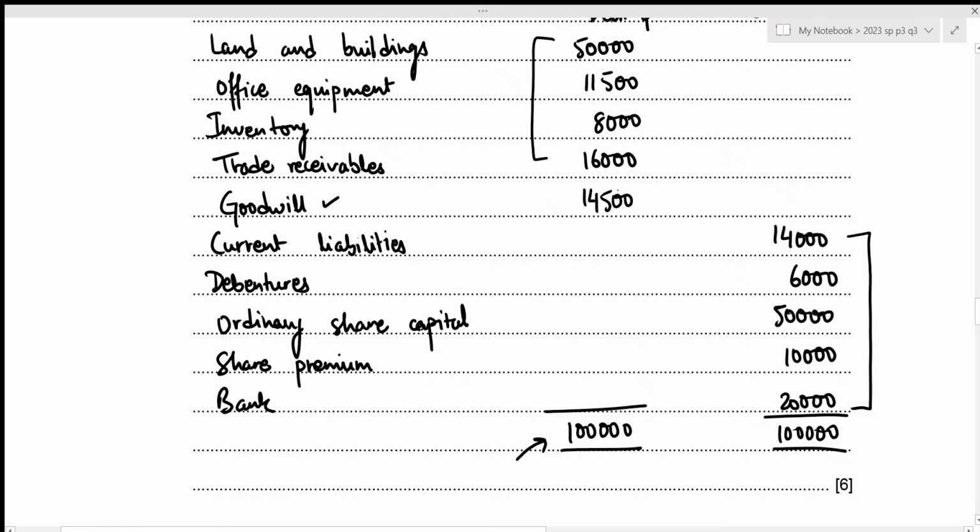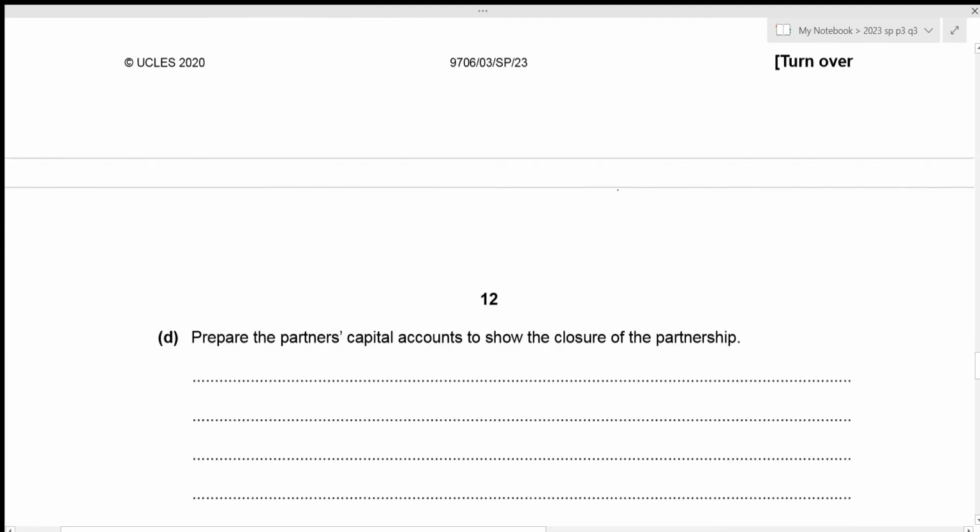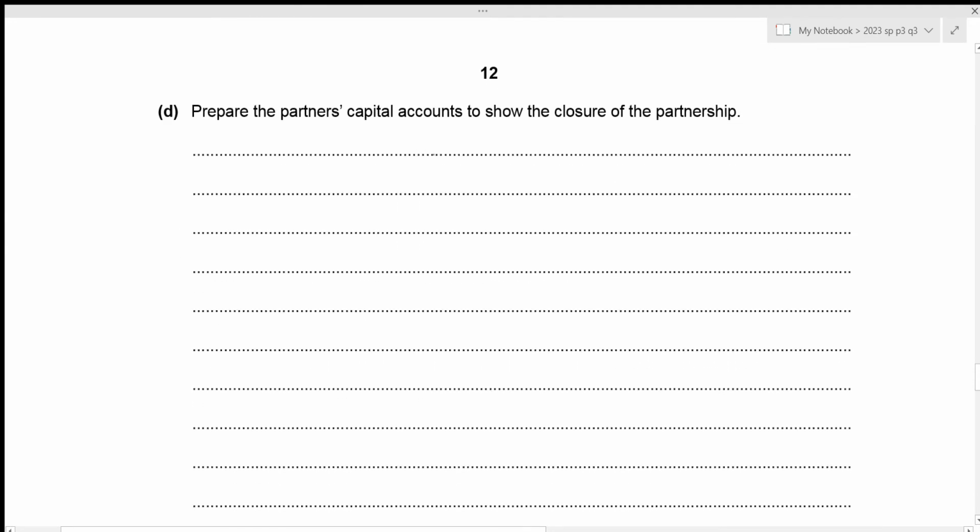Now we can move towards the fourth part. We need to prepare the partners' capital accounts to show the closure of the partnership. Alright, so we're preparing capital accounts. And a capital account has a debit and a credit side, right? So let's create the format. Okay, and we have two partners.